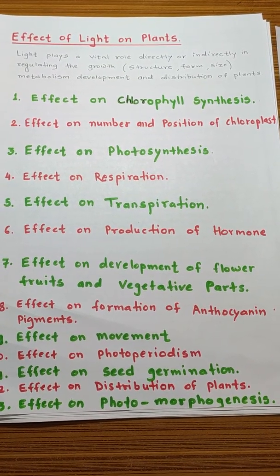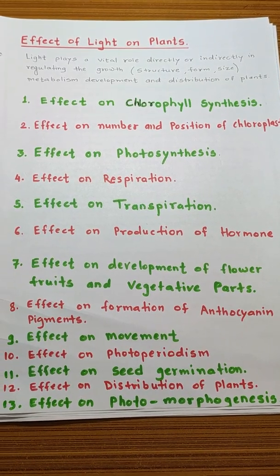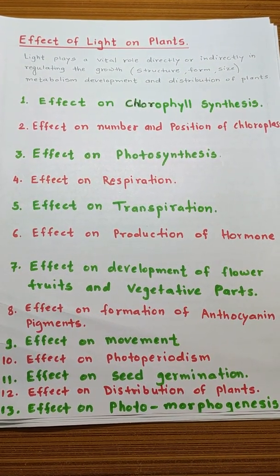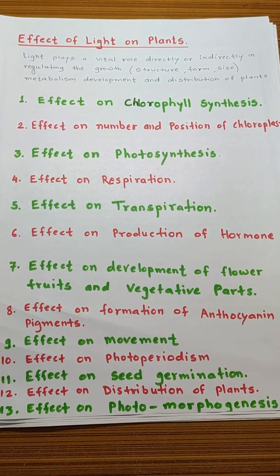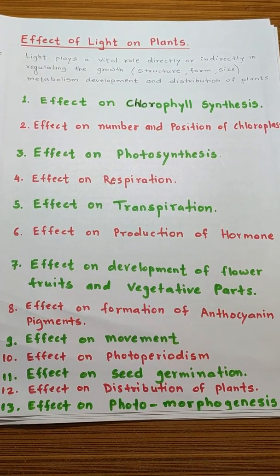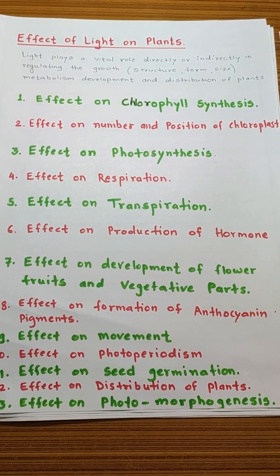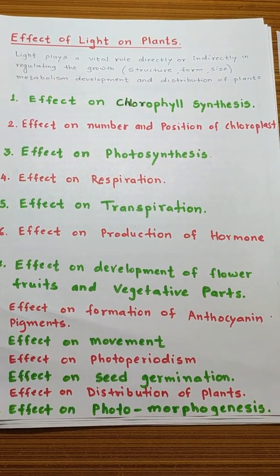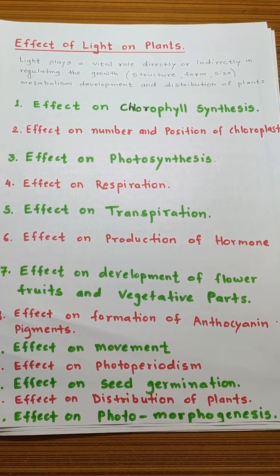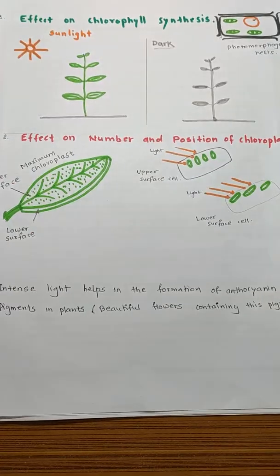Effect on formation of anthocyanin pigments. Effect on movement. Effect on photoperiodism. Effect on seed germination. Effect on distribution of plants. Effect on photomorphogenesis. So first we study the effect on chlorophyll synthesis.